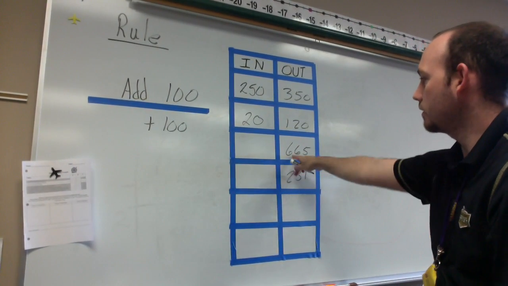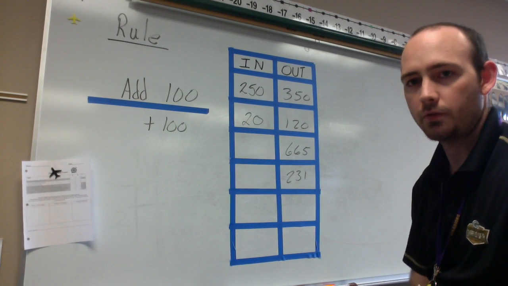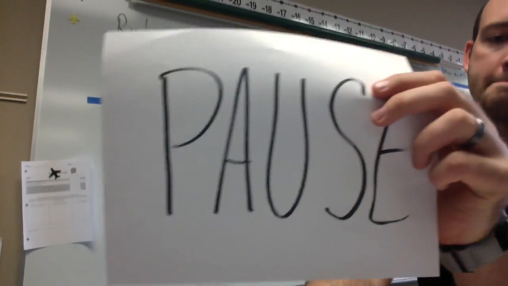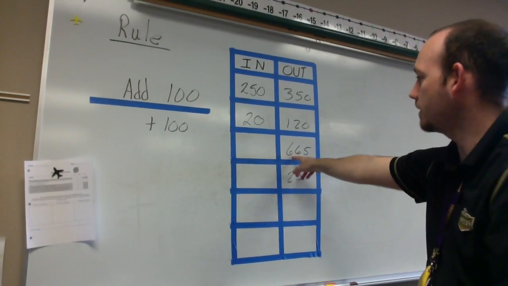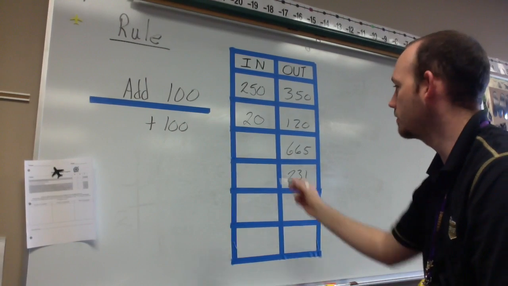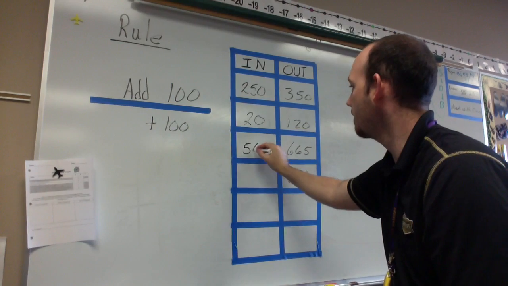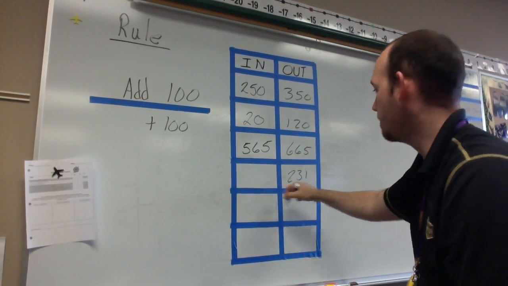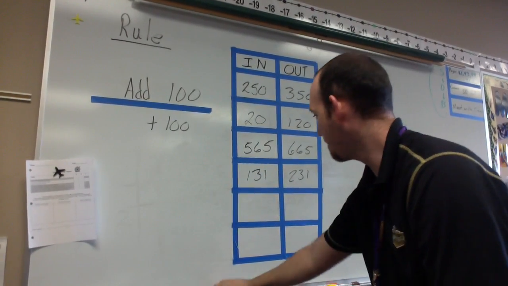So now you have 665 and 231. I'm going to pause the video. I want you to see if you can come up with those values now. Okay? All right, let's take a look at it. When we have 665, what number did we have when we add 100 to it? We get 665. Well, we just bring that hundreds place down by 1. We should have 565. 231, what did we have before? It should have been 131. Hopefully that's what you got.